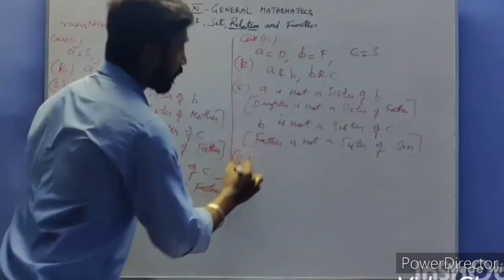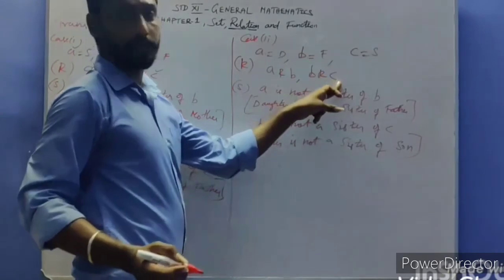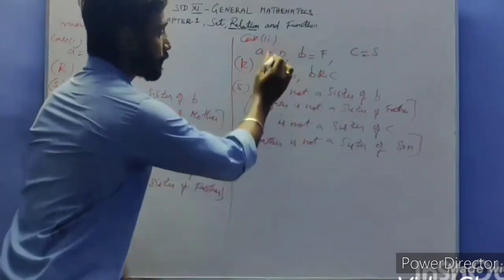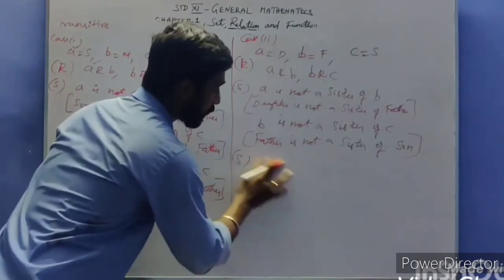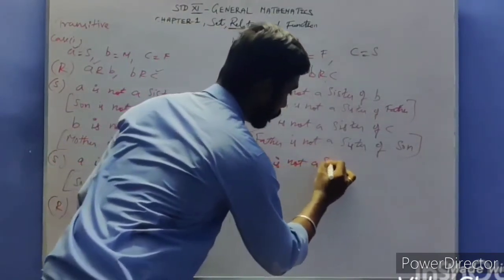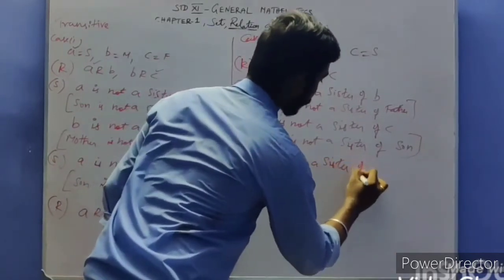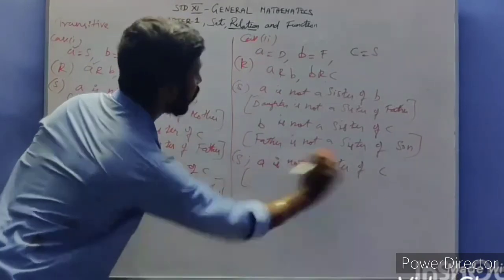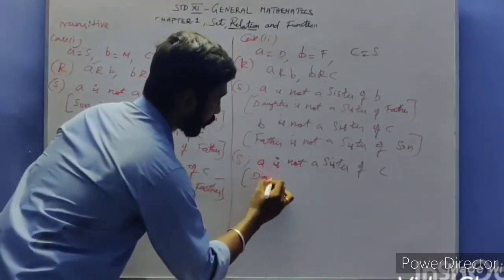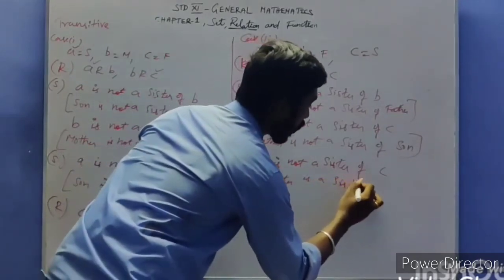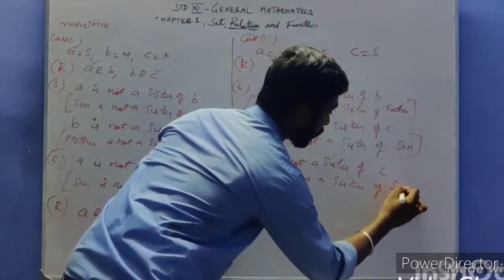So next statement: first person and third person are interlinked because of transitivity. What is the first person? Daughter. A is not a sister of C. Now we are writing here A will be daughter. Daughter is a sister of son.